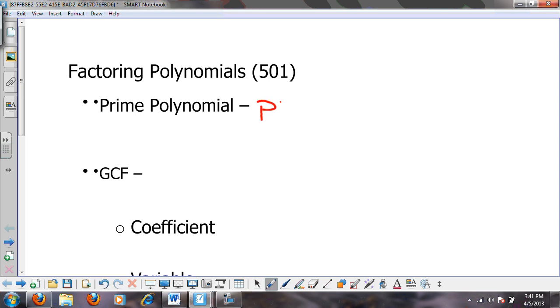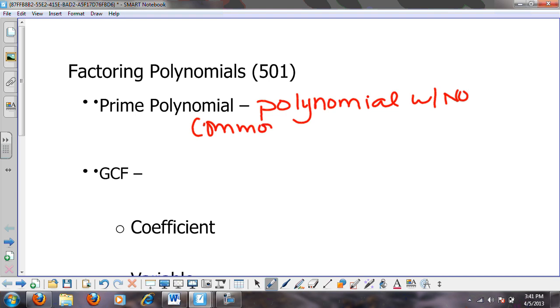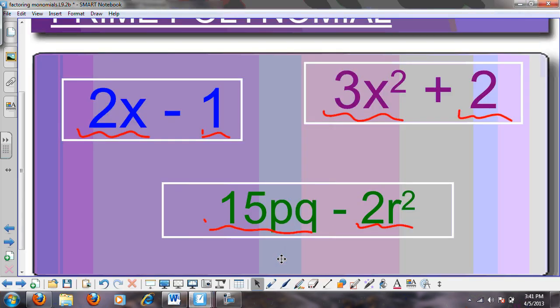Since there is nothing in common, they are considered a prime polynomial. So it's a polynomial with no common factors, or terms. We'll talk about that here in a minute. Okay, prime polynomial. So if you can't factor a polynomial anymore, you can just say that it is prime.